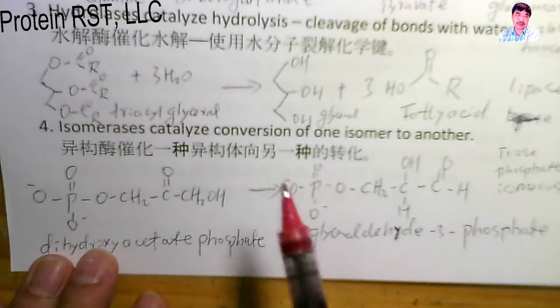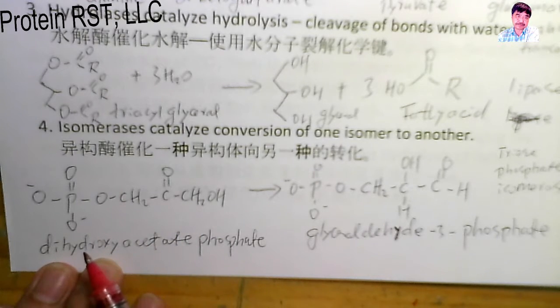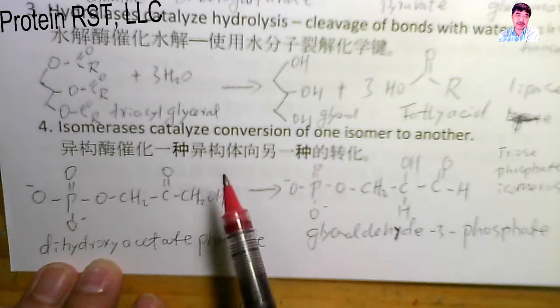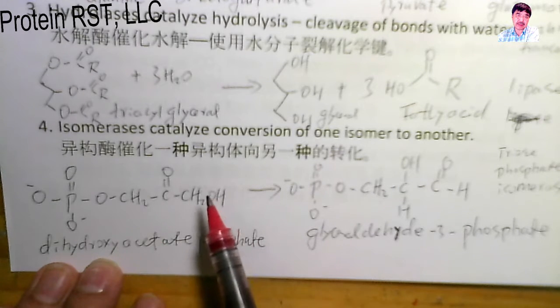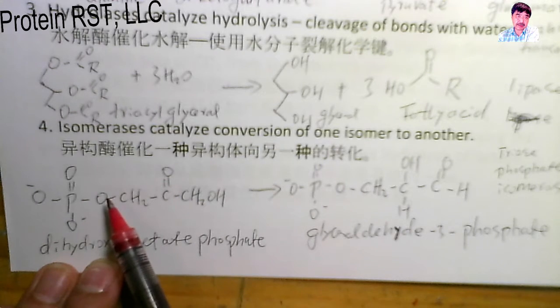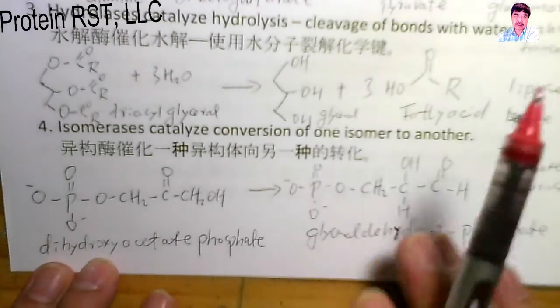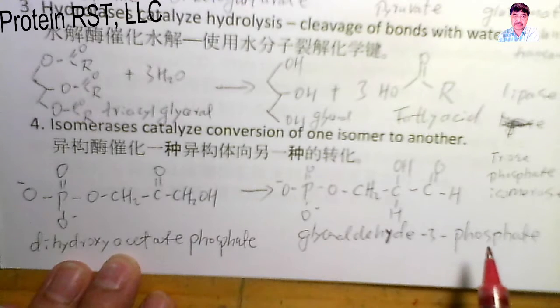The reactant is called dihydroxyacetone phosphate. This is dihydroxyacetone. This one hydroxyl group, and this one is used to link the phosphate group. Then the product is called glyceraldehyde 3-phosphate.